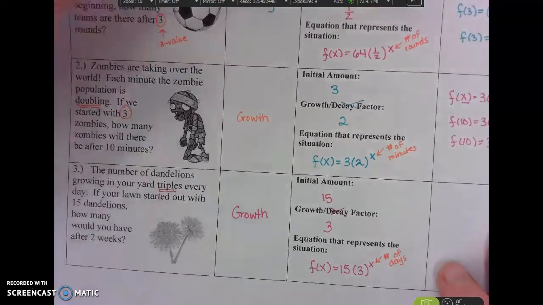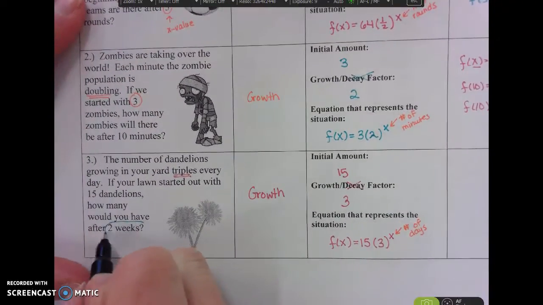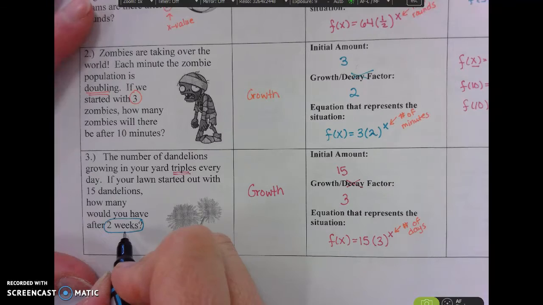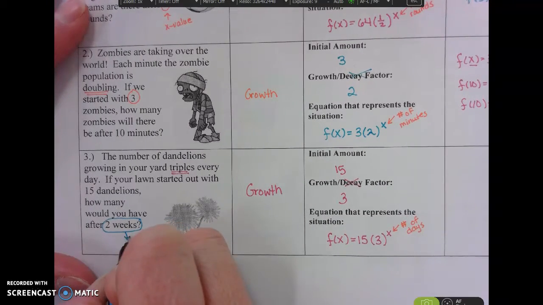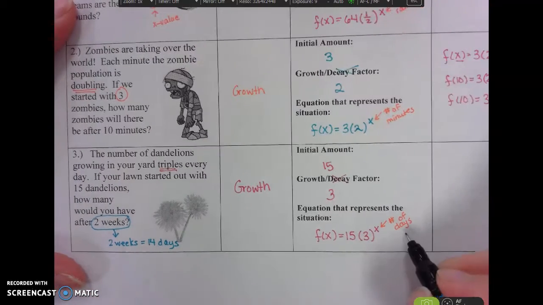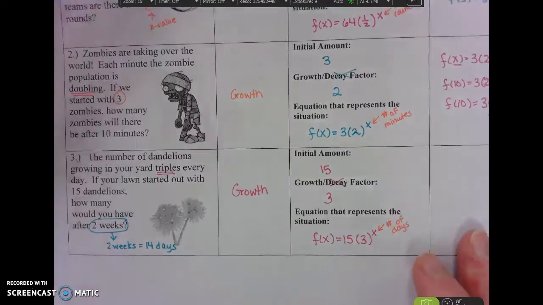So when I go to answer this question, how many will I have in 2 weeks? My units don't match. I'm talking about days, this is talking about weeks. So we have to be aware of that piece of information so that we can translate it. There are 7 days in a week, so therefore 2 weeks is the same as 14 days. So be mindful of what this is representing and what you're being asked, because you might have to translate that.